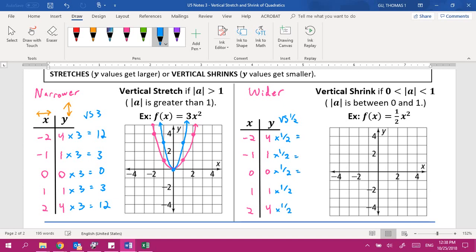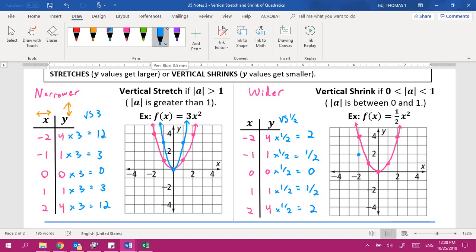And so your new y values are going to be what? 2, 1/2, 0, 1/2, and 2, right. So these are your new points. First graph the parent function because we want to compare: negative 2, 4. Negative 1, 1. 0, 0. 1, 1. And 2, 4. The new points are going to be negative 2, 2.